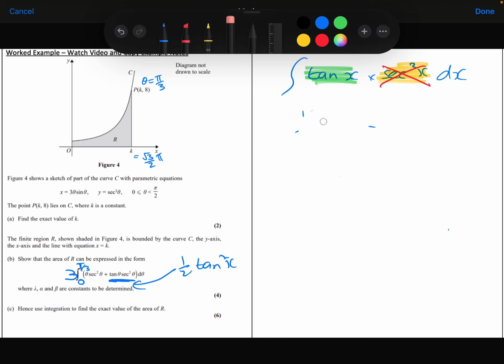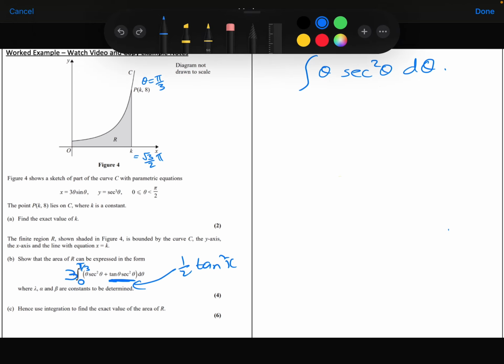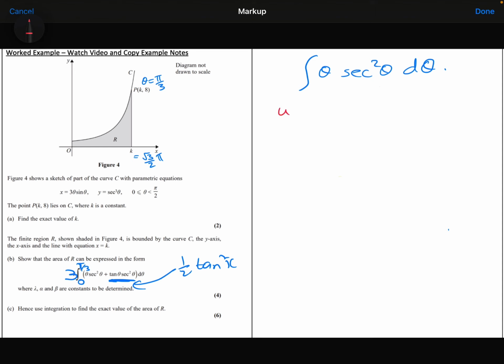Now we just need to deal with the theta sec squared. We need to think about what that's going to integrate to. Now, there's no spotting a derivative we can do here, but I can use integration by parts here, because when I differentiate this, it's going to become 1, and it will turn into a nice, easier integral to do. So I'm going to let u equal theta. I'm going to let v dash equal sec squared. So u dash will be 1. V will be tan. When I integrate the sec squared, I get tan.